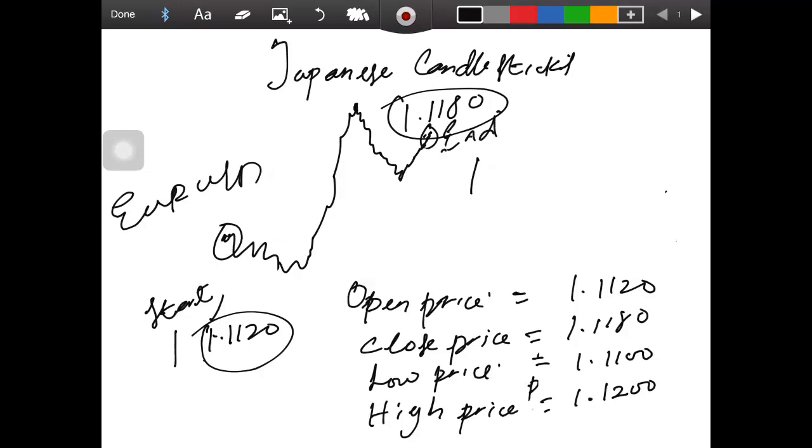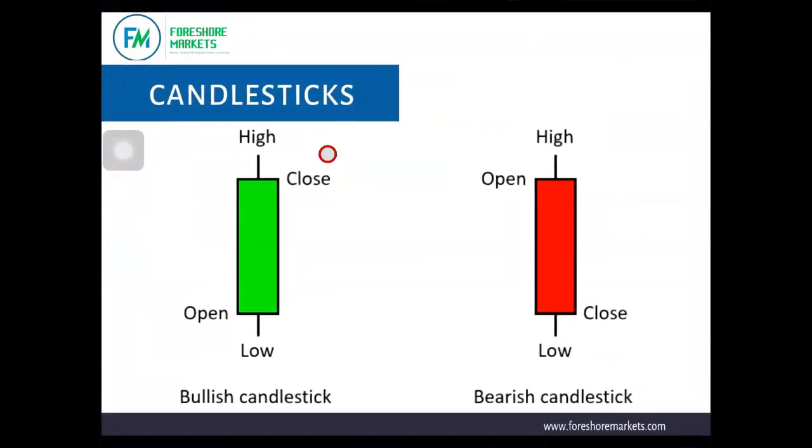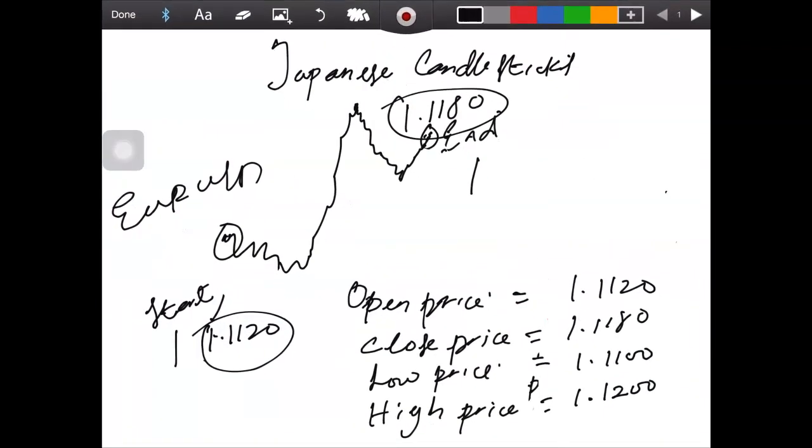Now to represent this on a candlestick, you have two types of candlesticks. You have the bullish candlestick, meaning that price closed higher than the starting point, while a bearish candlestick is a candle where the price started at a higher point and closed at a lower point. So all we need is this information here, we don't need the line chart.